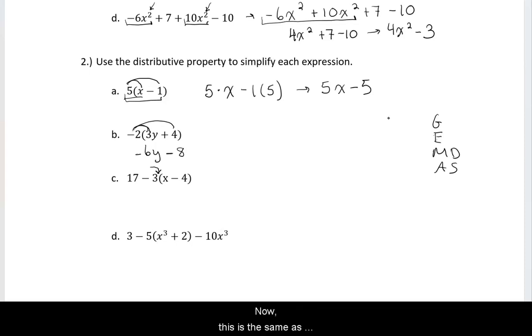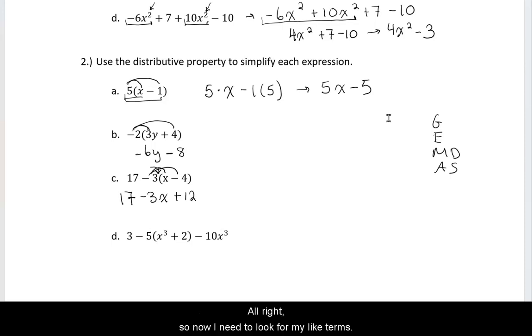Now this is the same as multiplying through by a negative 3. So the sign in front of the number that's being multiplied gets applied during the multiplication. So I get negative 3 times x. So I'm going to go ahead and just write the 17 because that's untouched. Minus 3 times x is minus 3x. And then negative 3 times negative 4 is plus 12.